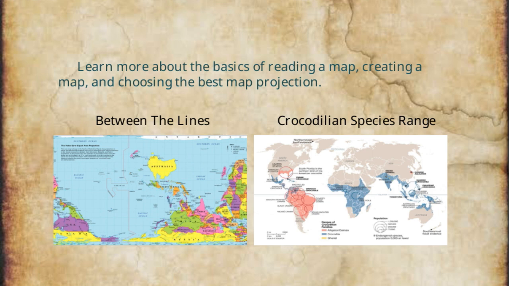This ties back to our overall theme. Whether we're studying species ranges or creating maps for navigation or research, understanding how to read, create, and choose the right map projection is fundamental. It helps us interpret spatial data accurately and make informed decisions based on that information.